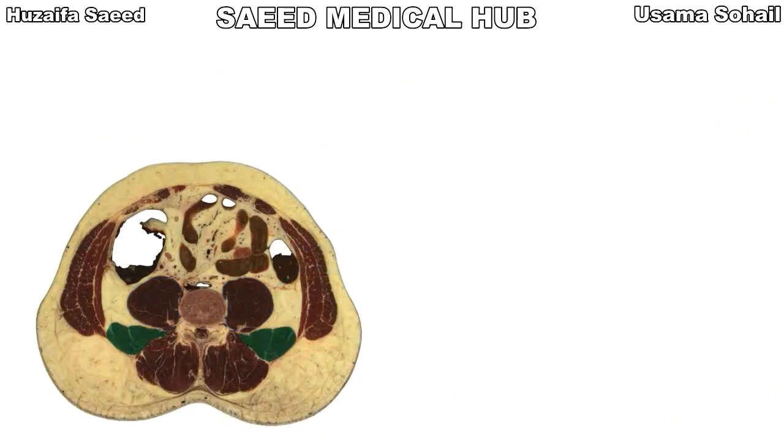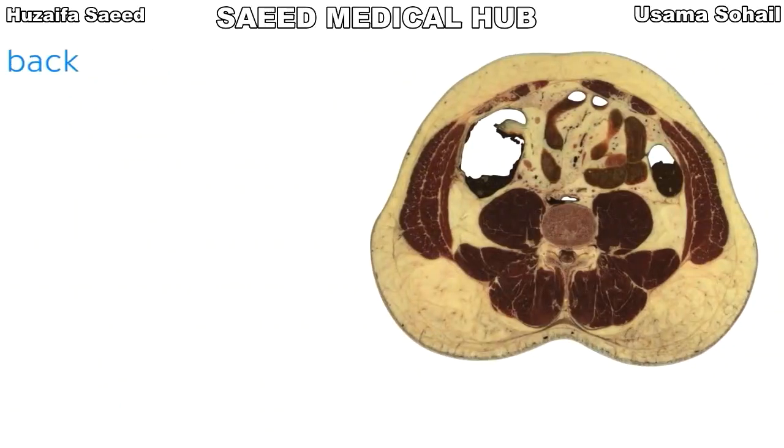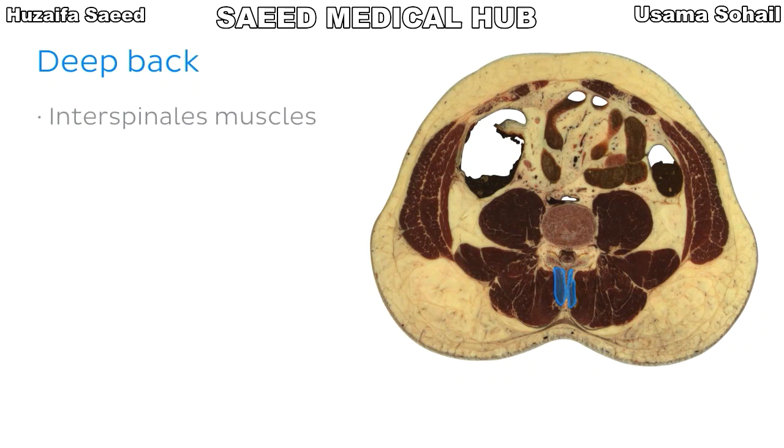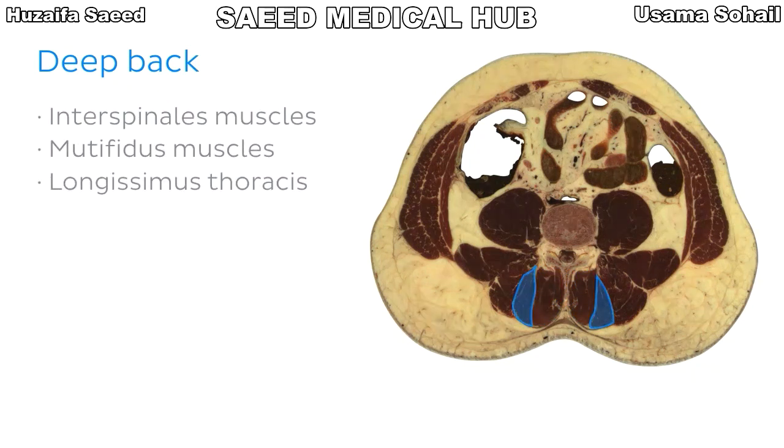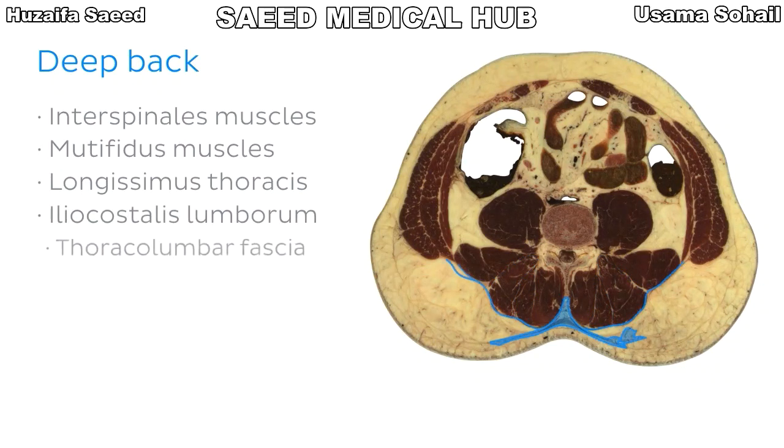Our final group of muscles at this fourth lumbar vertebral level are the deep back muscles. Today we'll be looking at 4 pairs of muscles, working our way from medial to lateral as we identify them. These include the interspinalis muscles, the multifidus muscles, the longissimus thoracis muscle, and the iliocostalis lumborum. We'll also take a look at the thoracolumbar fascia.